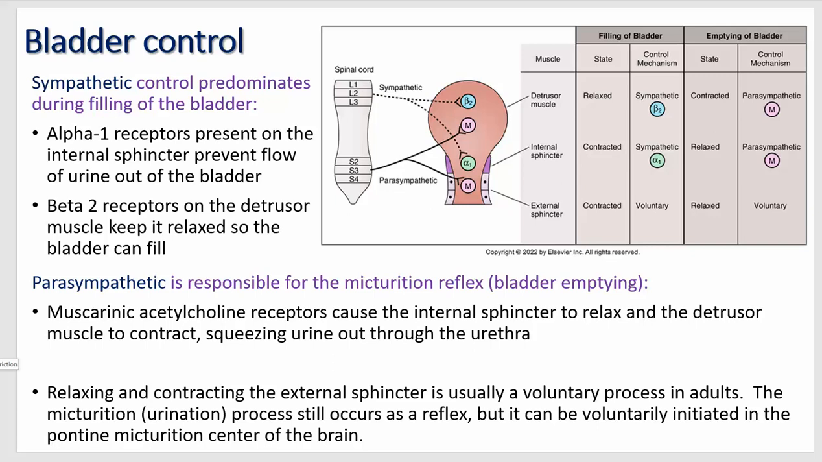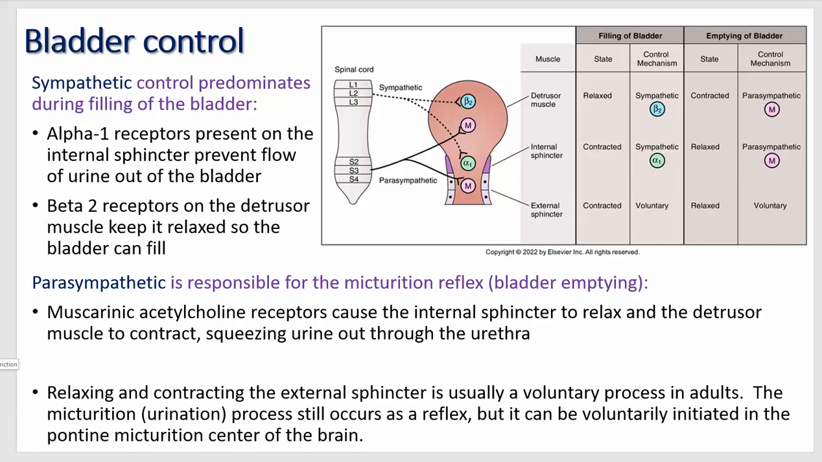Okay, so the muscarinic acetylcholine receptors cause the internal sphincter to relax and the detrusor muscle to contract. So that's your muscarinic receptor. Says the sphincter can relax, the detrusor muscle contracts, and then you're able to squeeze the urine out. That is your parasympathetic response.